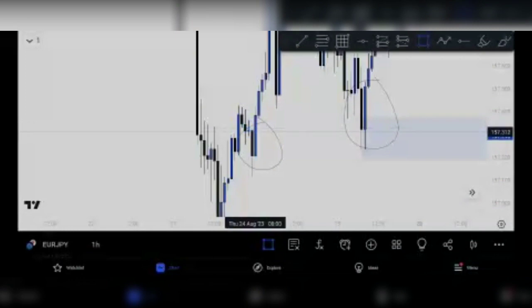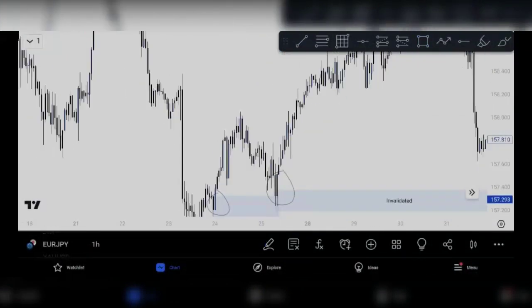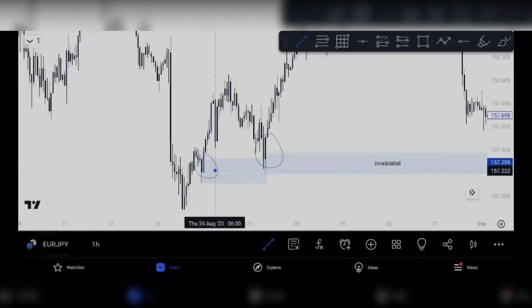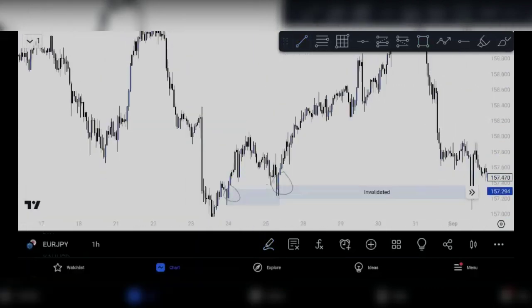Price came into that point, tapped on it, and displaced further. See what happened. Price went as high as this. After the bullish engulfing was formed, price shot up. But in the long run, price came back into that point, tapped on it, and respected it.